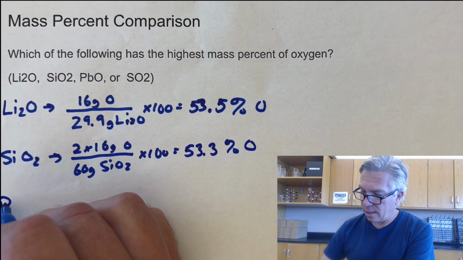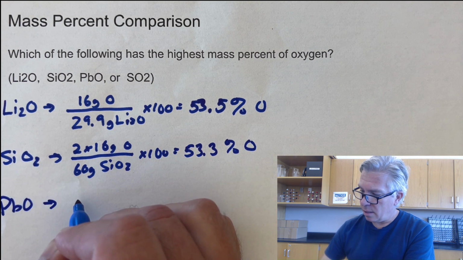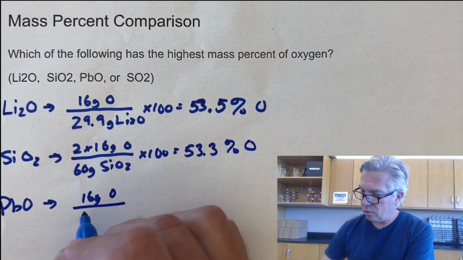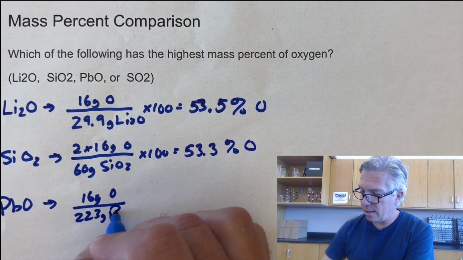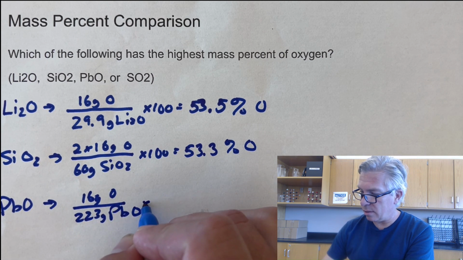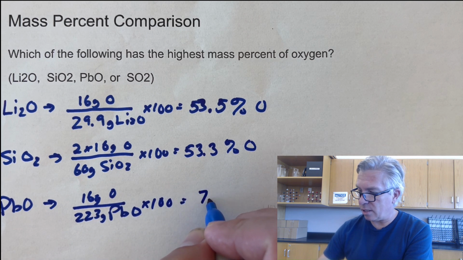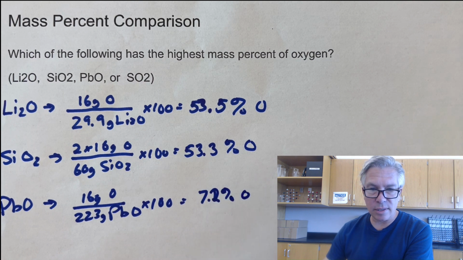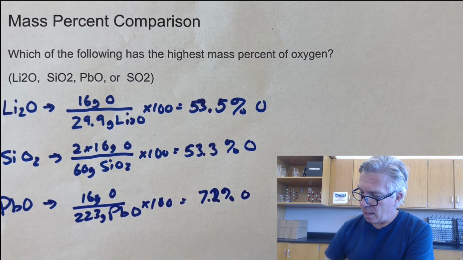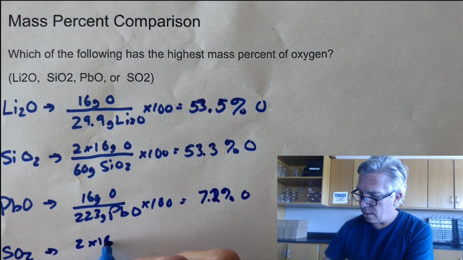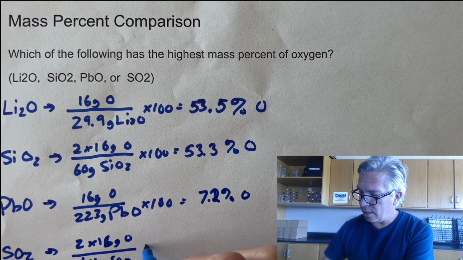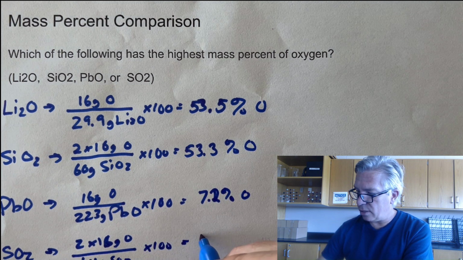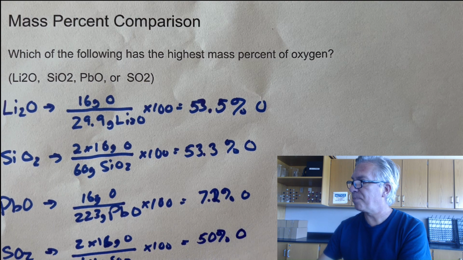Let's do lead oxide here. 16 grams of oxygen over 223 grams of lead oxide. Again, I'm rounding those numbers. Save yourself some time. This one only works out to be 7.17. Let's call it 7.2% oxygen. I don't really need to worry about sig digs here. And then finally in the SO2, 2 times 16, and that's over 64 grams of SO2 times 100, and I end up with just about 50% oxygen.